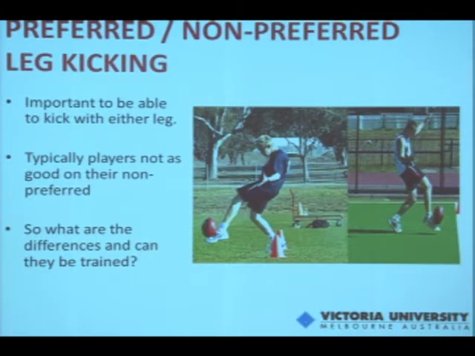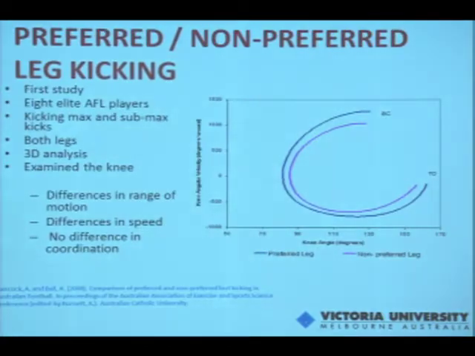We did a lot of work on this with one of the rugby league teams I was working with, because defences were setting up very well to stop our kicking game. So by adding the other dimension of non-preferred foot kick, we could disrupt that defensive play. So what are the differences, and can they be trained, is obviously the questions.